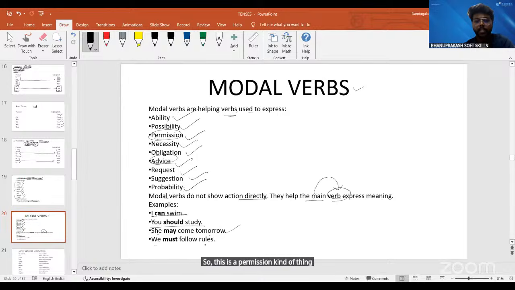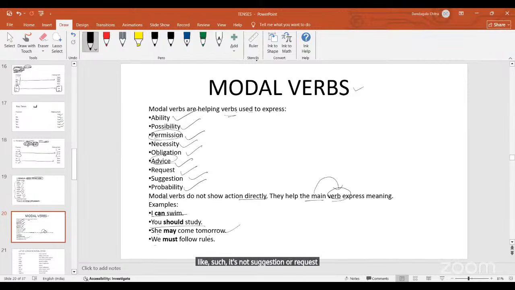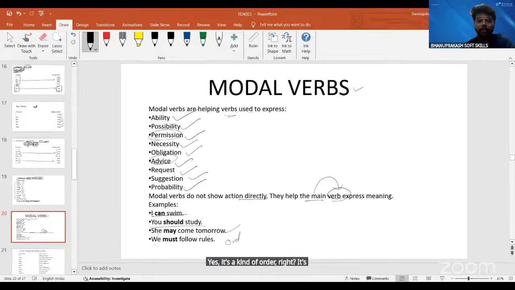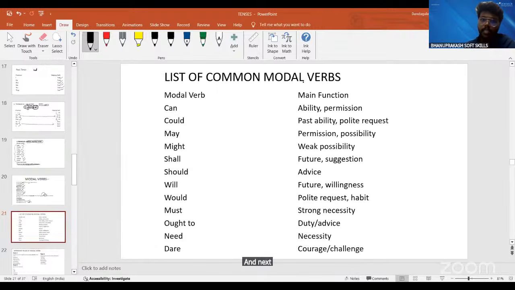And we must follow rules, as this is like, it's not a suggestion or request. It's an order. Yes, it's a kind of order, right? It's a kind of order. And next, the list of common modal verbs, as we already see.